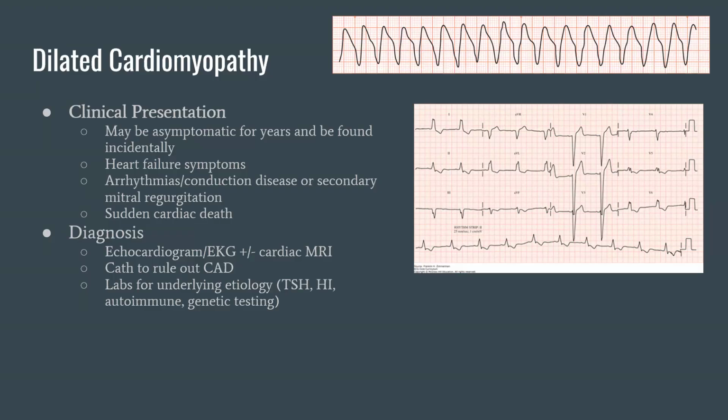So again, we're going to get the cath to rule out coronary artery disease. That's the only way we're really going to differentiate this from ischemic cardiomyopathy. And if you can reverse someone's cardiomyopathy by putting a stent in or doing a CABG, we want to do that. And then labs for underlying etiology. So TSH, autoimmune, genetic testing.